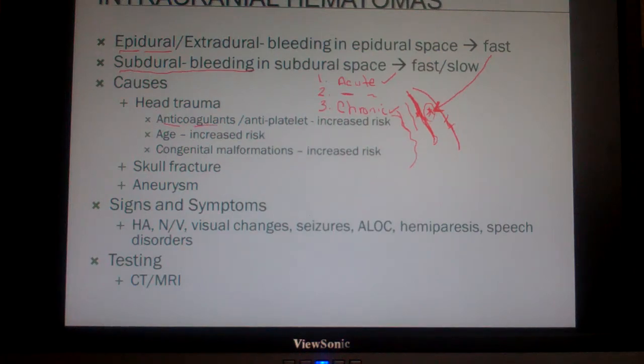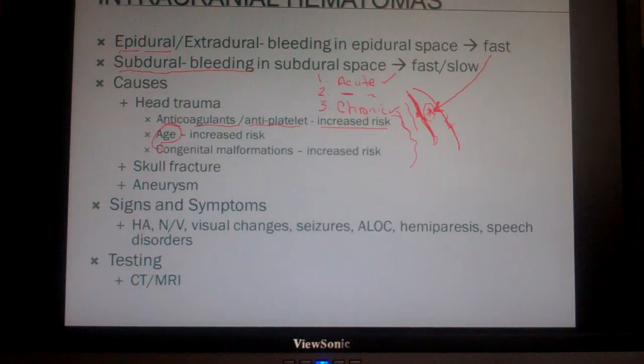Anticoagulants. Maybe for whatever reason you were taking some warfarin or heparin or something like that, and you just basically can't coagulate the blood and you get some kind of head trauma. Well, of course that's going to increase your risk. You just made it so that you're an effective hemophiliac, right?